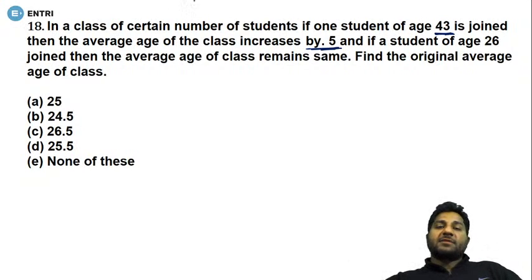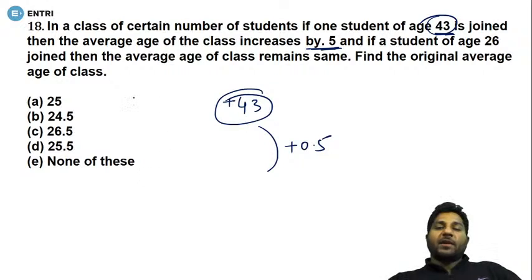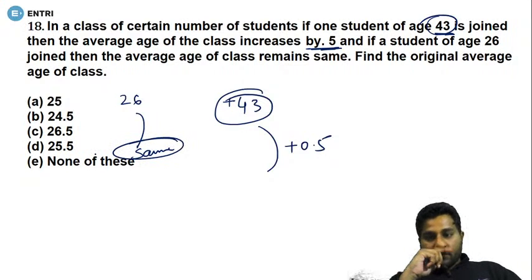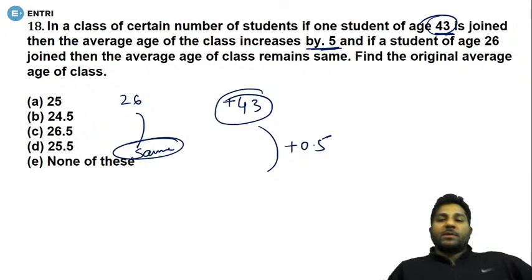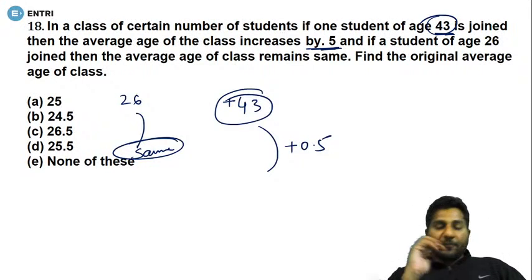Look, in a class of certain number of students, if a student of age 43 joins, your average will increase by 0.5. If 26 joins, your average will remain the same. Now what would you do? This kind of question can be done with the help of the option method, but it is a dangerous game as well.